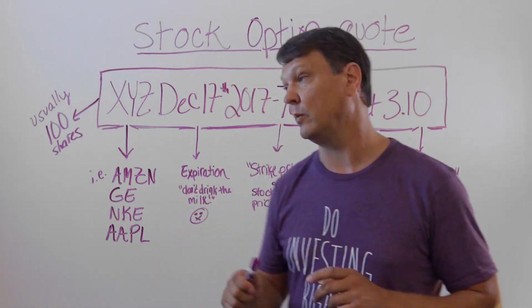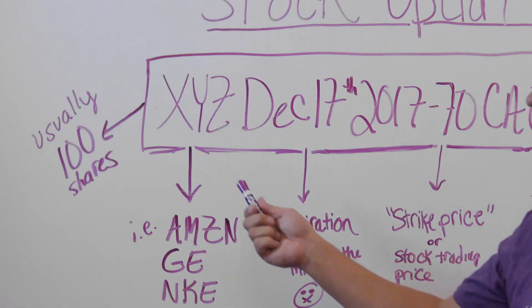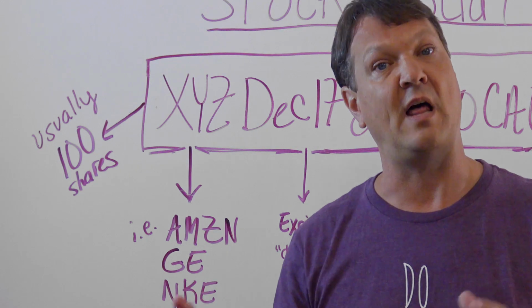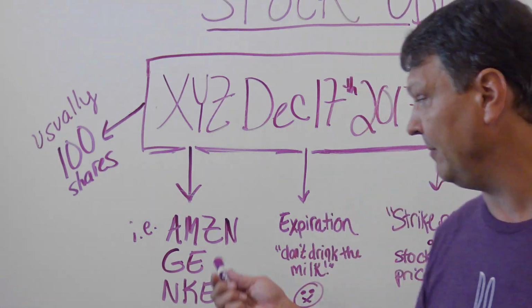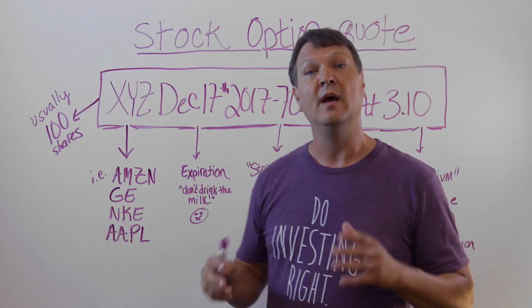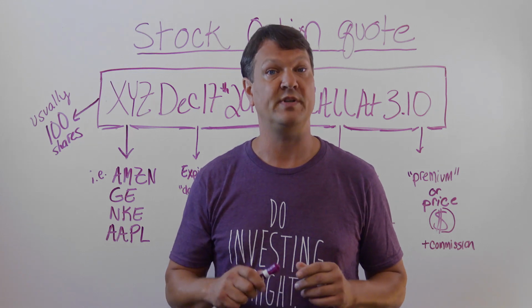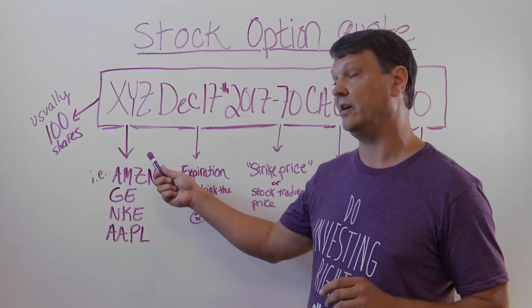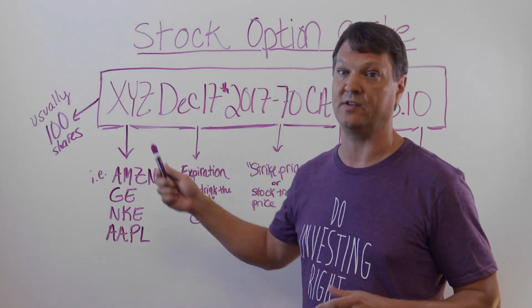So, for example, when we look at our quote here, the first thing we see is a symbol. This symbol is XYZ. Now that's going to represent the underlying stock symbol. So it might be Amazon, General Electric, Nike, but most option contracts represent 100 shares of stock. So in our example, we're talking about 100 shares of our made up stock XYZ.